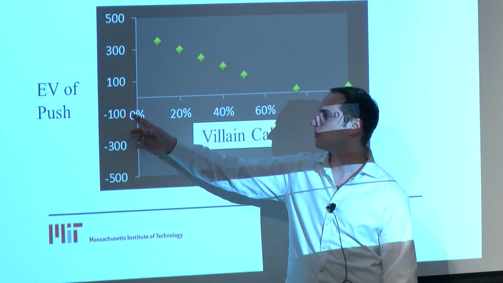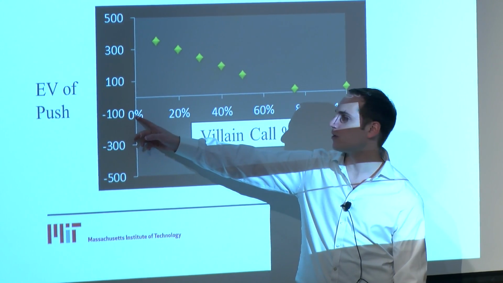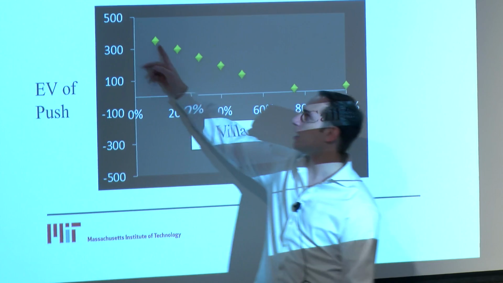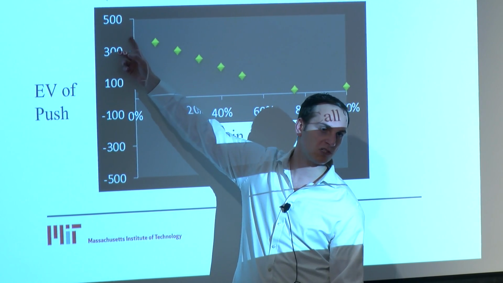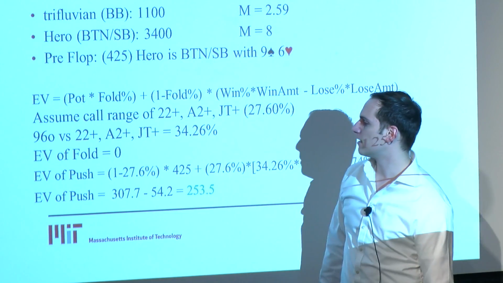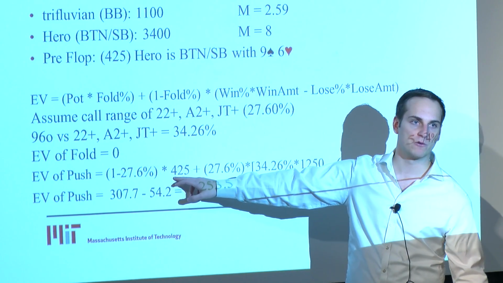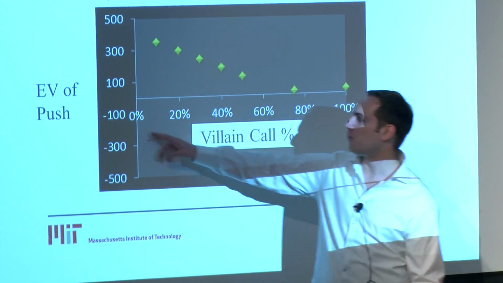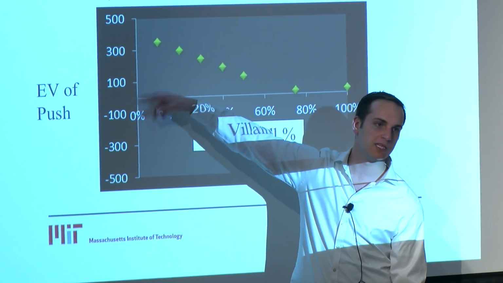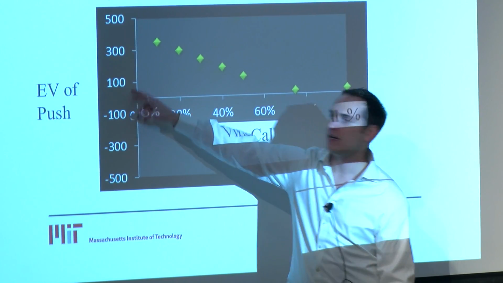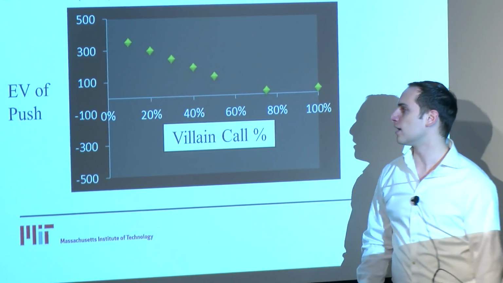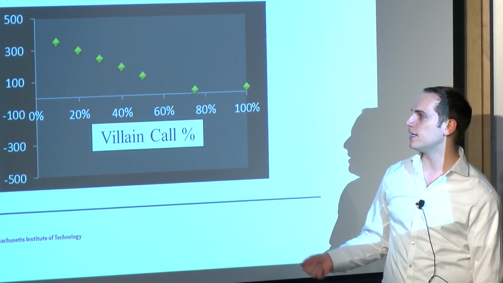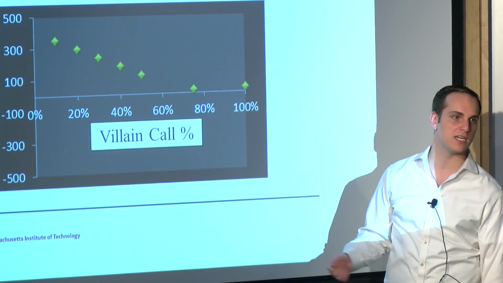If he folds 100% of the time, if he only calls 0% of the time, we trend up to a number around here. And what number is around here? That's just this. It's the pot before we do anything. So if he folds 100% of the time, we just win the pot. That's our EV every hand. And it just trends based on this, where the more he calls, typically, the worse our EV is going to be.